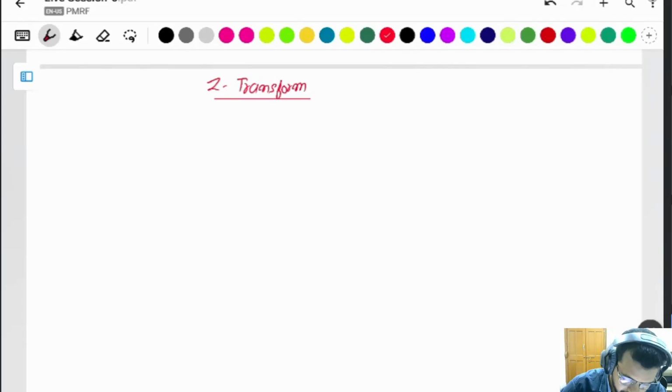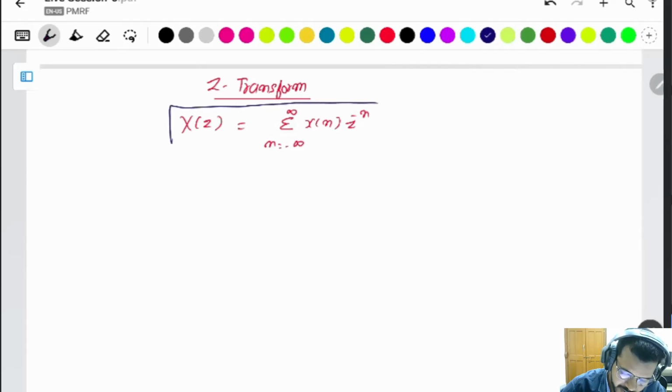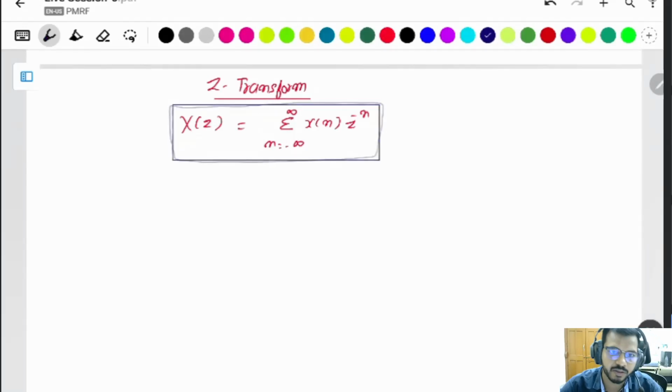Okay, the Z transform we know: X(z) is equal to the summation from n equal to minus infinity to infinity of x[n] z power minus n. But it depends on the ROC. The Z transform you can find by taking the ROC.